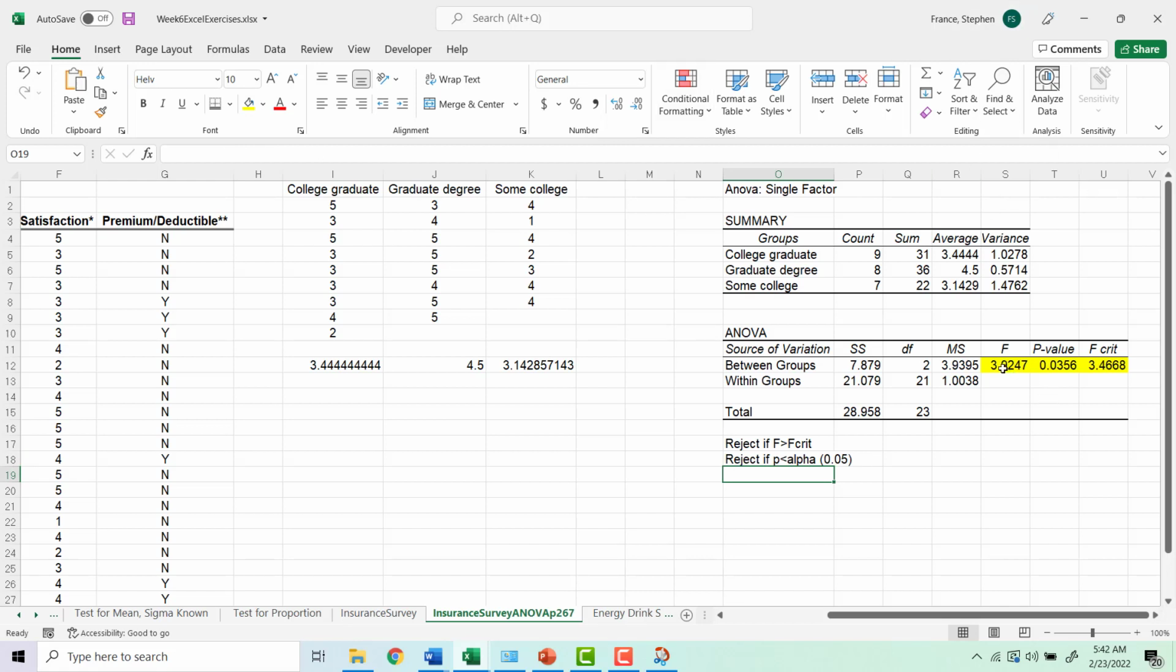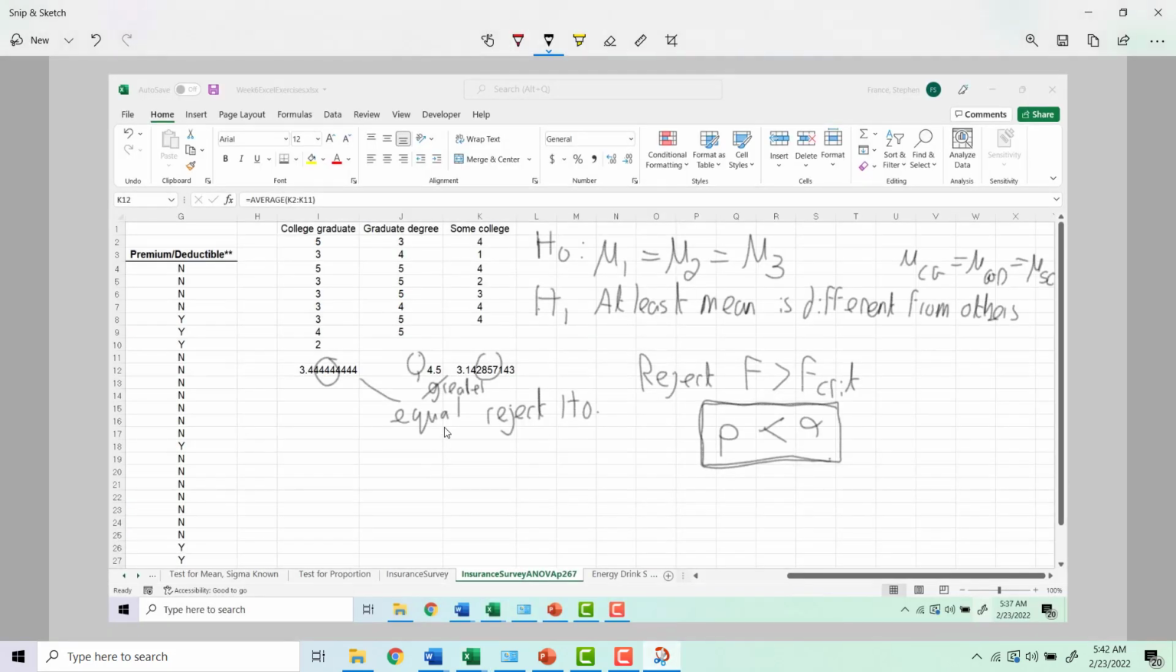So we can see here that if we're using alpha equals 0.05, and as I said with the Analysis ToolPak, we could have done this with 0.01, and that would have made it a stricter test with a higher value of F crit. So reject if F is greater than F crit. Yes, F is greater than F crit. Reject if P is less than alpha. Yes, my P value is less than the alpha. So based on these two criteria, which are in fact identical, we're going to reject our null hypothesis.